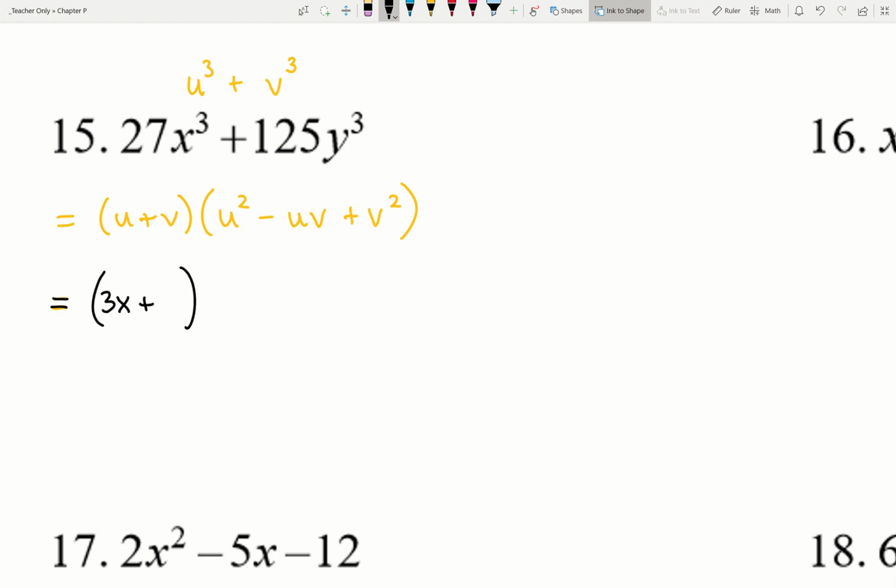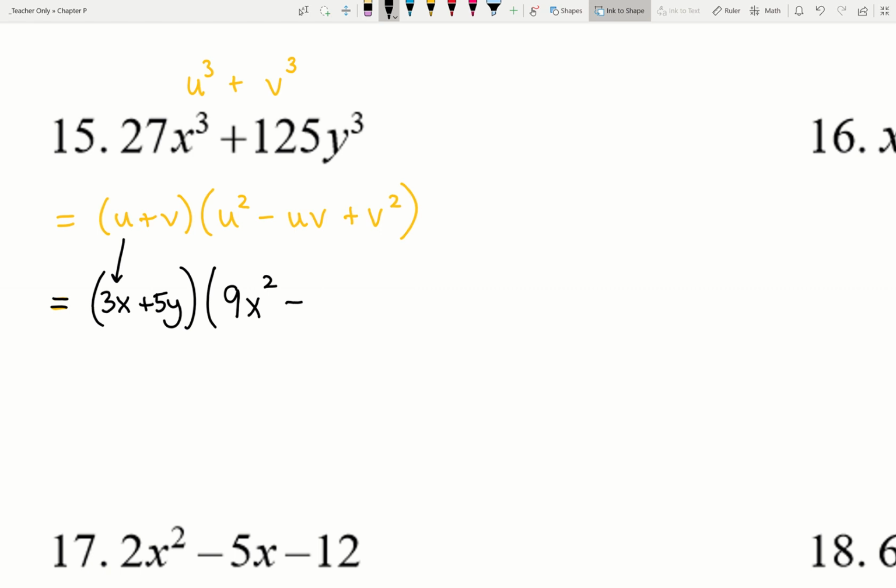Perfect. Okay, what do we cube to get 125? That's going to be a 5y, okay? Because it said 125y cubed. That's my binomial. Move on to the trinomial now. Now, this is where I need to take u and square it, okay? Well, playing the role of u, we said, was 3x. So if I square a 3x, if I square 3, I get 9. If I square x, I get x squared. Okay, so a 9x squared is going to take the place of a u squared.